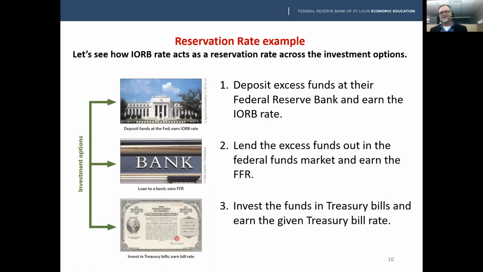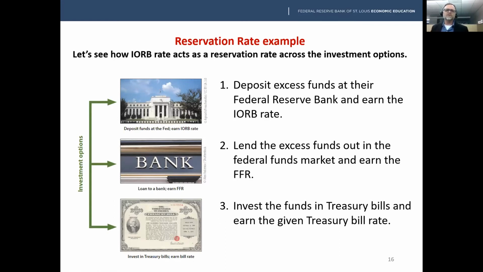So as Jane said, reservation rate and arbitrage are really the two key concepts for understanding how this works. And they're really the key concepts that you need to transmit to your students as well. So let's take them one by one. The first one, reservation rate. The reservation rate, again, is the lowest rate that banks would be willing to accept.